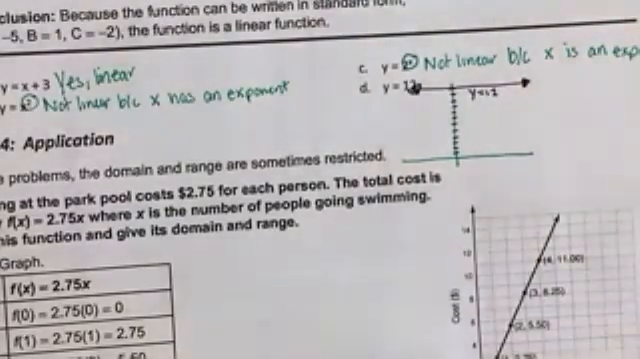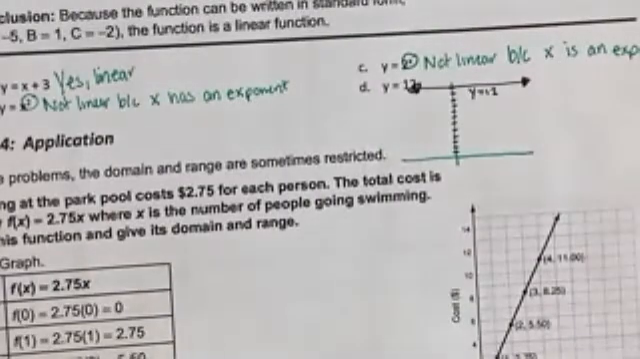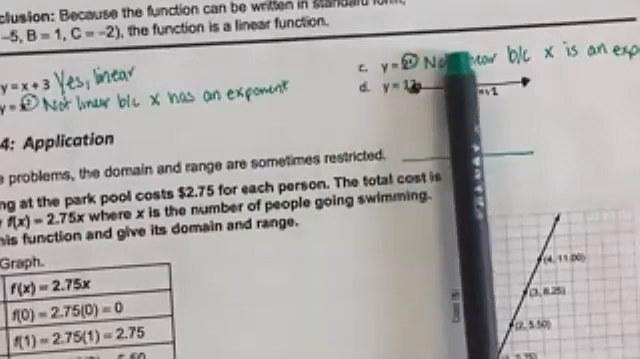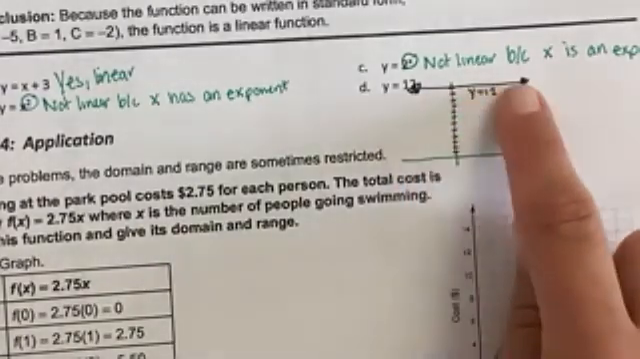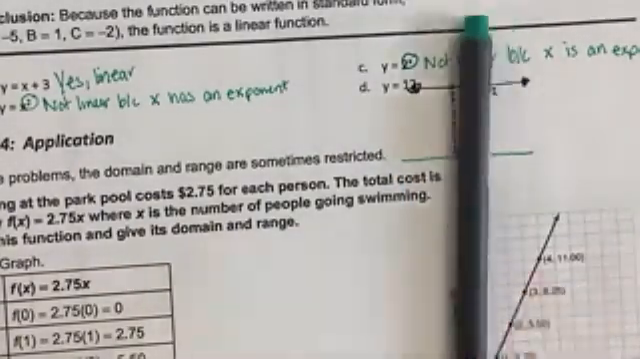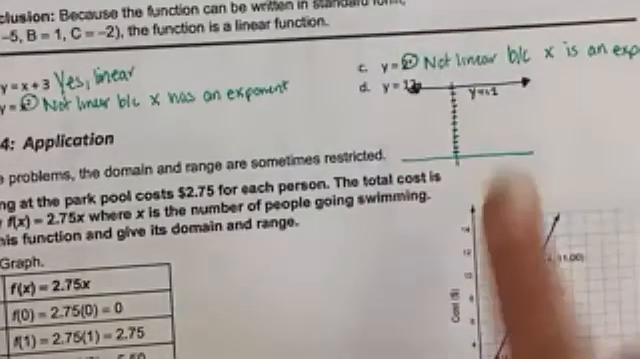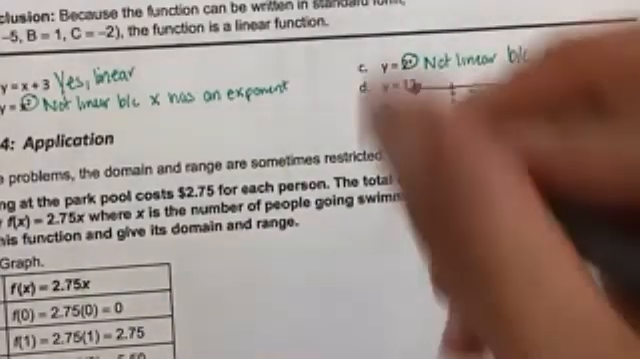Now, with what you know about linear graphs, does this pass a vertical line test? Yes. It does. If you drew a bunch of vertical lines, it would pass. Is it a straight line? Yes. Okay, so listen to this. It is a straight line and it does pass the vertical line test. So this particular one is linear.